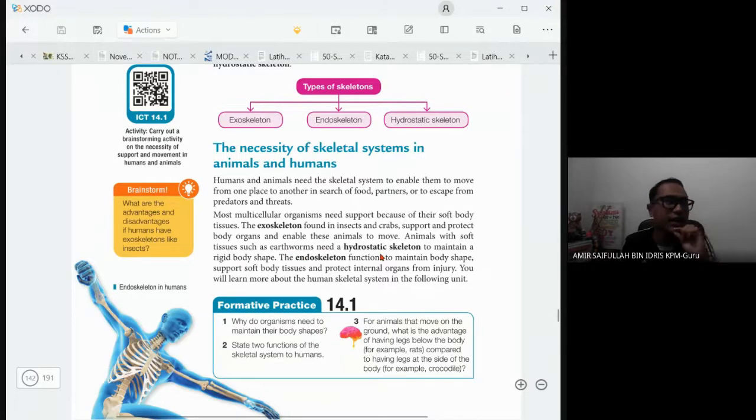Number 2, animal with soft tissue like earthworm, cacing. Like cacing, like leech, lintah. Mereka tak ada tulang tapi mereka ada hydrostatic skeleton to maintain a rigid body shape, to maintain their body shape. Okay, and then endoskeleton functions to maintain body shape, support soft body tissues and protect internal organ from injury. So macam kita human, kita ada endoskeleton. So skeleton kita ada rib cage. Rib cage tu dia akan protect our lung, they will protect our heart, okay? They will protect our internal organ from injury.